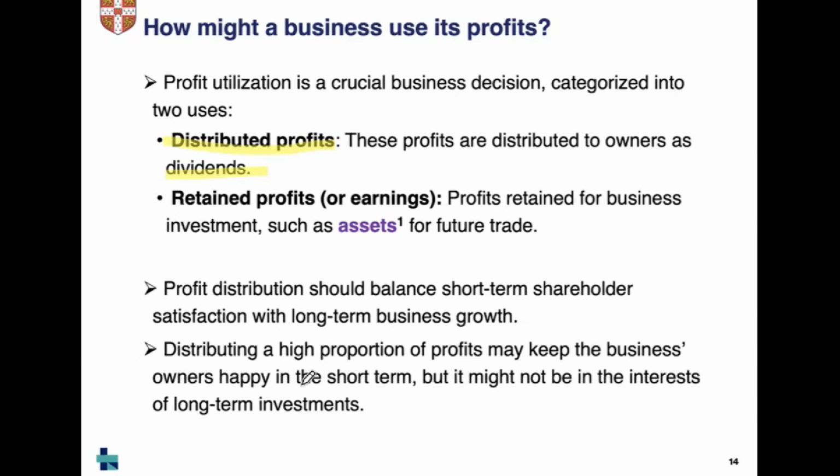And then the third point says that distributing a high portion of profits may keep the business owners happy in the short term, but might not be in the interest of long-term investments. Very simple point. So what we are saying is that if you want to grow, you don't distribute all your profit to your shareholders because you want to keep them happy. You are actually keeping yourself from growing if you distribute all your profits.